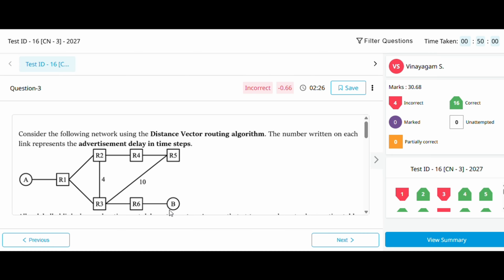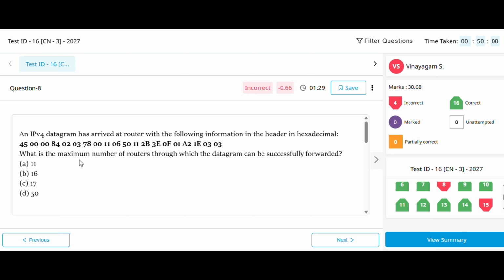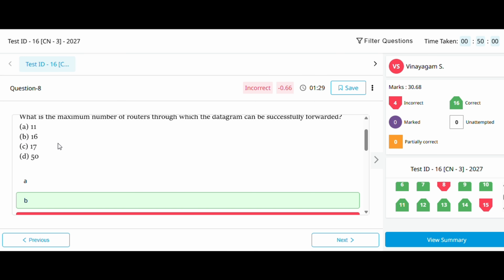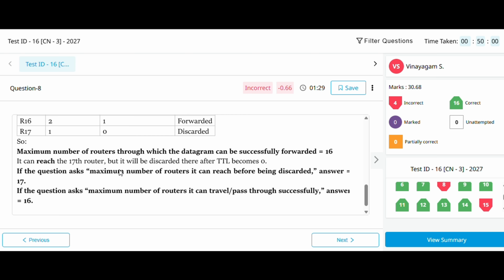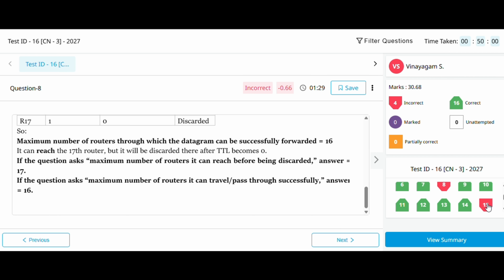For question 3, I took a route of 1, 1, 4, 1, 1. But the actual shortest time route is 1, 1, 1, 1, 1, 1. It was a visual mistake. In question 8, I forgot to analyze what the question was exactly asking. In question 15, I made a mistake in fragmentation because I got a little confused about what the MTU value was in that context. That is all from this test.